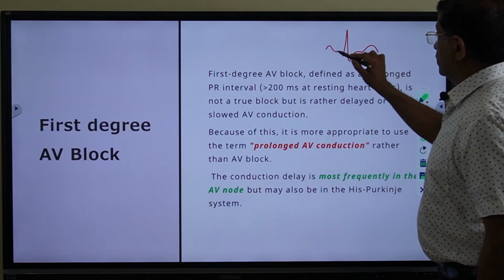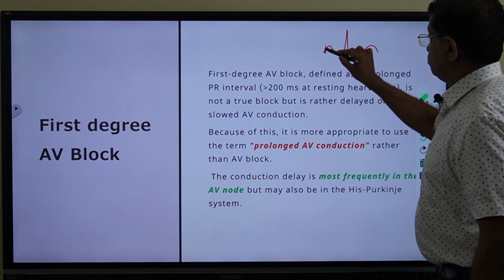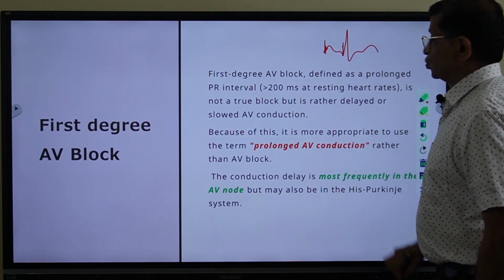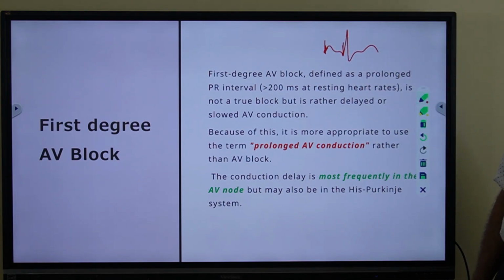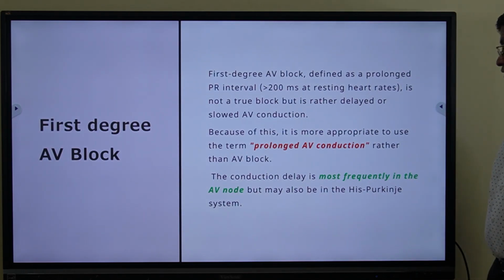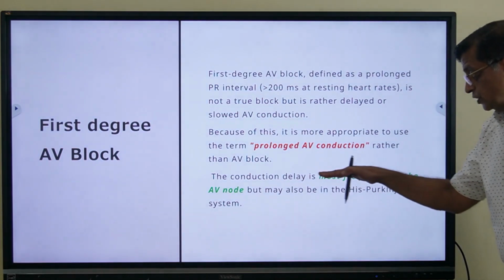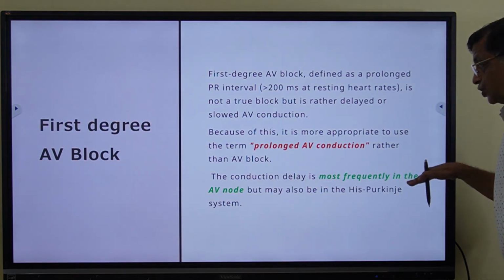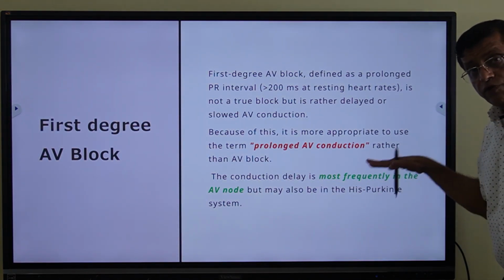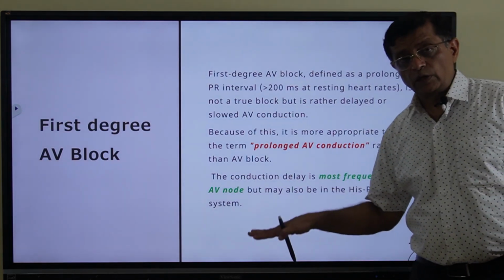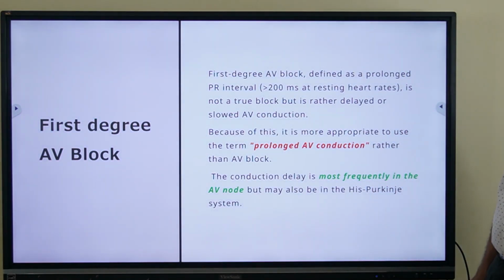the PR interval is calculated from the beginning of P to the beginning of Q. When this is more than 5 small squares, it is called first degree AV block. Usually in first degree AV block, the conduction delay is mostly in the AV node, but rarely in the bundle of His or even the Purkinje fibers.